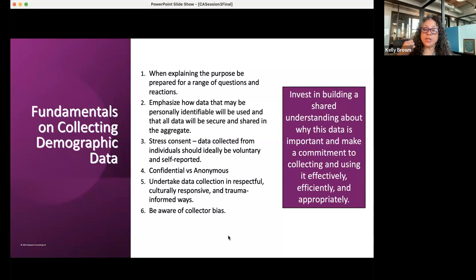Differentiate between confidentiality and anonymous. So confidential is people can know who the data is associated with, but there's an agreement about how it will be shared and with whom. Anonymous is data that cannot be associated with an individual. And then we'll get into these last points more with Jason in terms of collecting data in respectful and culturally responsive ways and being conscious of collector bias.